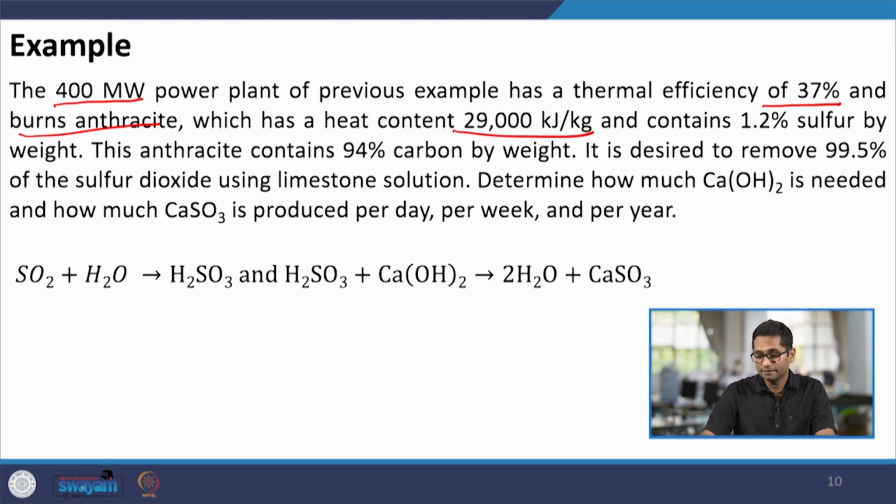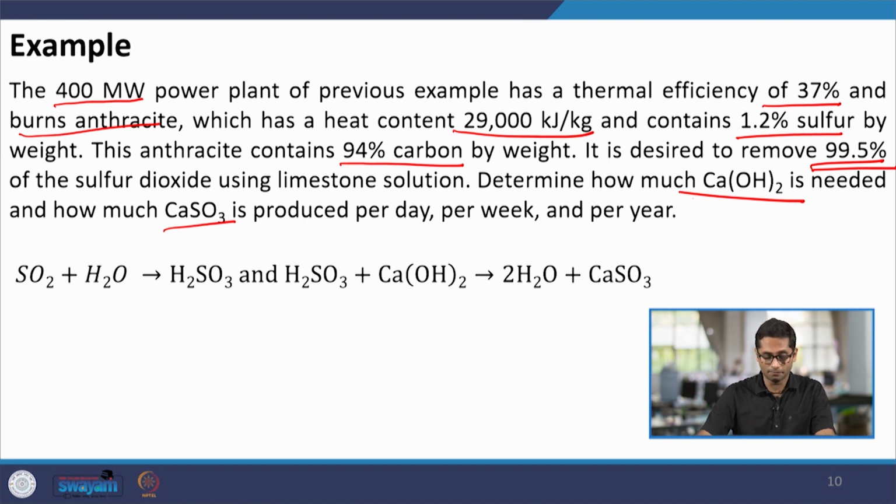We approximated that the coal would have around 1.2% of sulfur, by weight. The anthracite is also expected to have almost 94% carbon, and it is desired that we use a limestone solution in the flue gas desulfurization unit, which is expected to extract almost 99.5% of the sulfur dioxide from the flue gas. Now, let us try to determine the amount of calcium hydroxide and the calcium sulfide that would be formed on a per day or per year level if we were to use the same process.